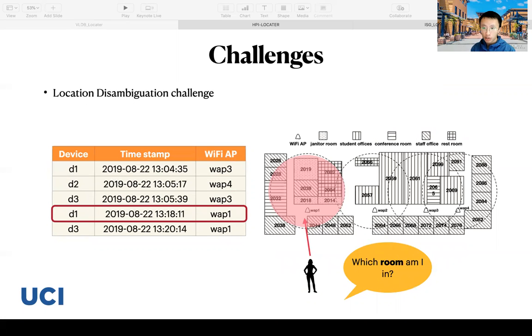The second challenge is called the location disambiguation challenge. Connecting to a Wi-Fi access point means that you are in a region covered by this Wi-Fi AP, but such a region can be large, containing multiple rooms. Which room am I in is the question we need to answer.